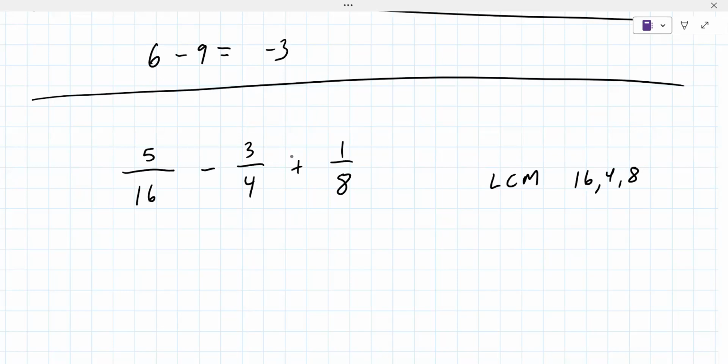Is the LCM 16? Yes, perfect. So sometimes it actually is the number. Okay. So you want to write the three fractions, the new fractions, all over 16. Okay.